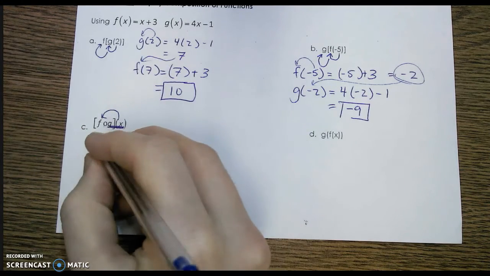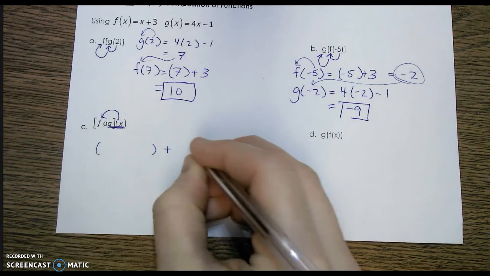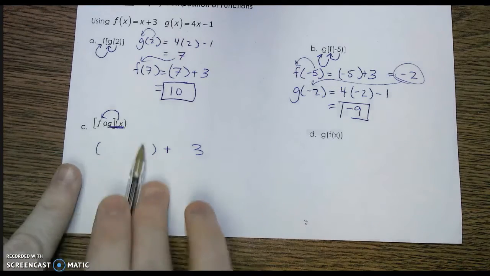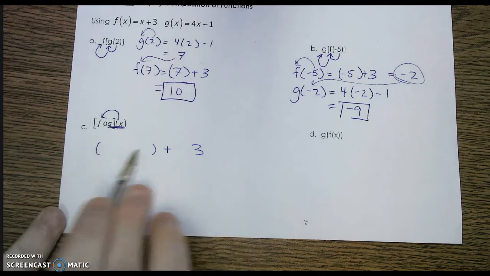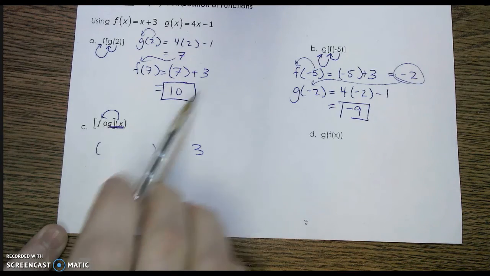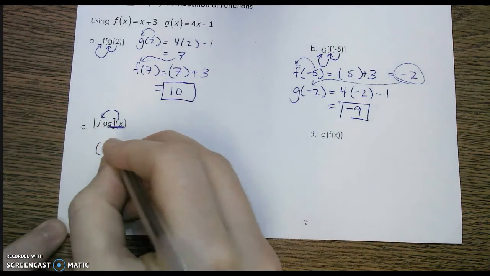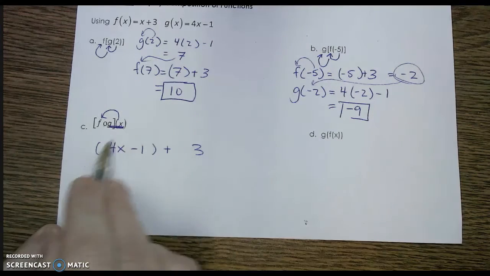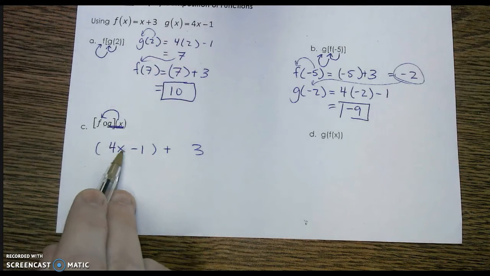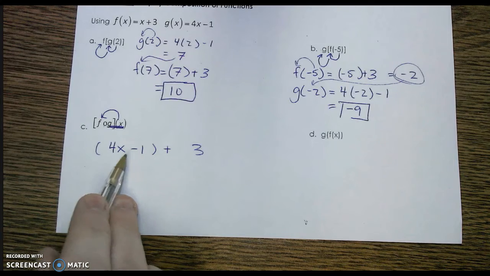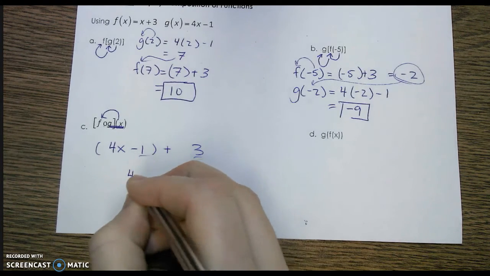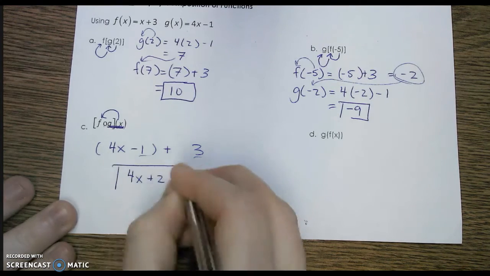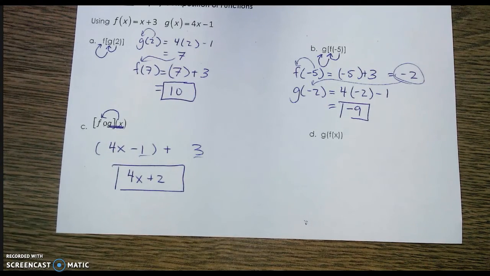So what I do is I leave parentheses for the input variable. So that's where my input goes. That's x plus 3. But instead of x, we're putting g in there. And g is 4x minus 1. So the g function went into the input variable of the f function. And then we just combine like terms. 3 minus 1 is 2. So that is f of g of x.